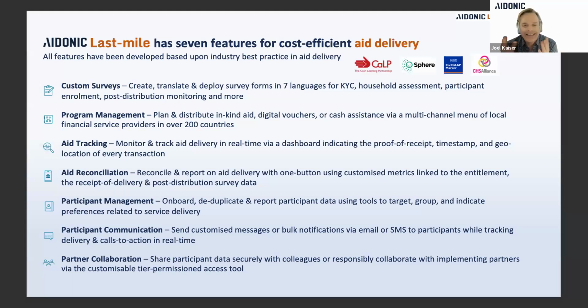A good example is the cash. When we created the distribution system for cash on the platform, we built it based on best practice published by CaLP and many other cash actors. And that way, even if a local NGO has never delivered cash before, so long as they follow the project management template on the platform, they're going to follow best practice in cash delivery. And that's one way that we're building usability into the platform that uplifts the entirety of the humanitarian system. So thank you for that.